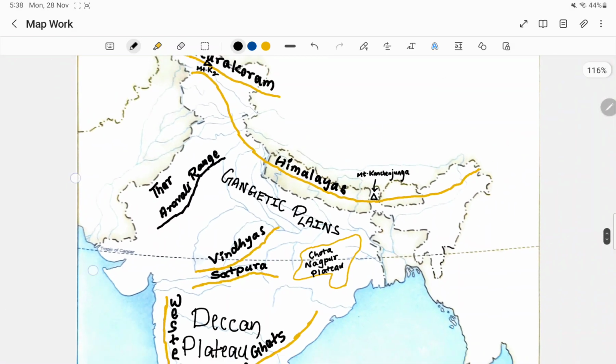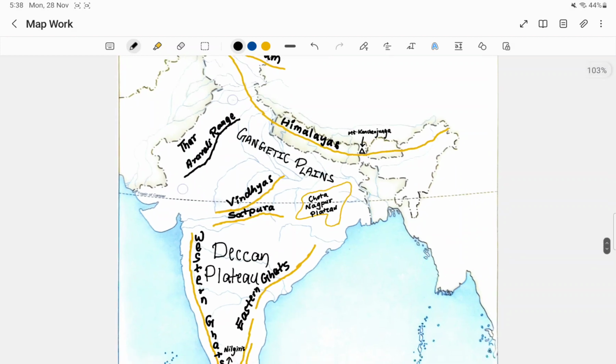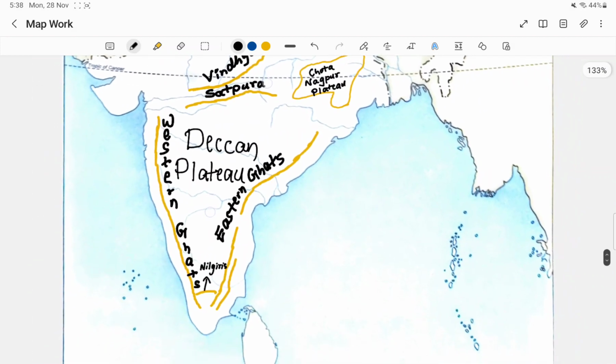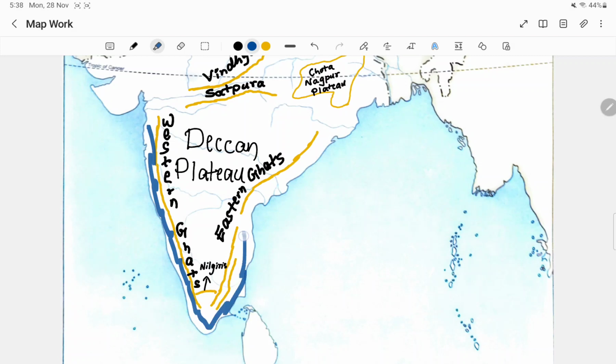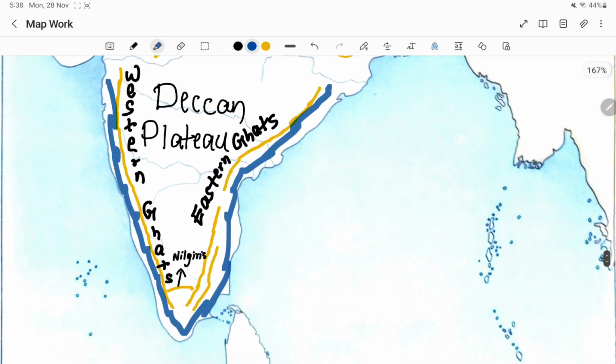So here goes the Gangetic Plains. Now after the Gangetic Plains comes the coastal plains. So to be precise, this all part comes in the coastal plains. This is all the part of the peninsular India and all comes under the category of coastal plains. So in coastal plains, we will mark each one of them one by one.